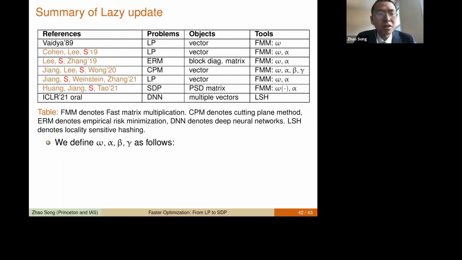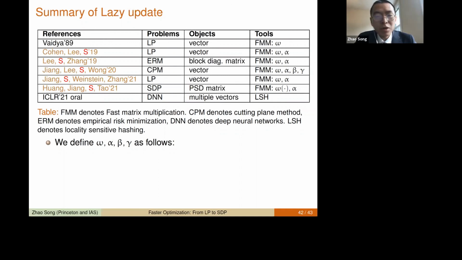And in that recent ICLR paper, instead of combining this lazy update with fast multiplication, we combine it with locality sensitive hashing. We do believe this lazy update framework is very practical, but the major thing stopping us is maybe fast multiplication. Therefore we tried something else, we used this LSH, and we can get a six times speedup in practice.